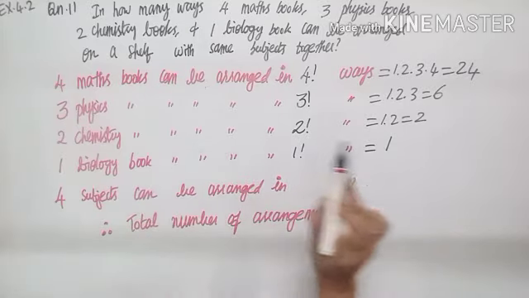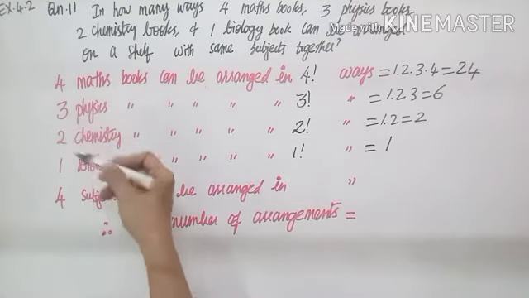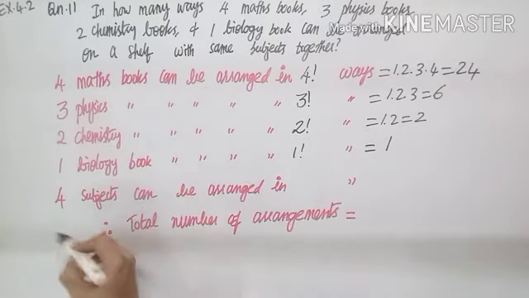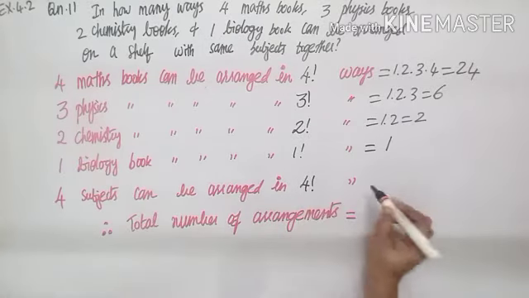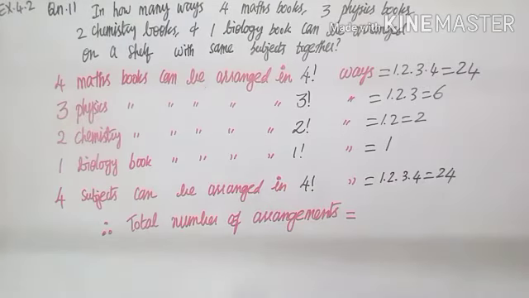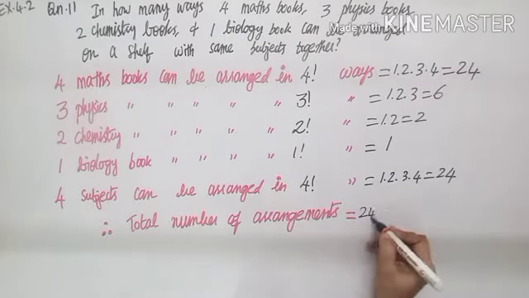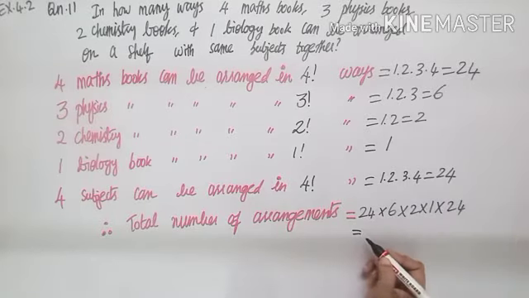The 4 different subjects we can change: maths, physics, chemistry, biology, or physics, chemistry, biology, maths, like that. Among the 4 subjects, I can shift in 4 factorial ways. 1 into 2 into 3 into 4, that is 24. Total number of arrangements, multiply it all: 24 into 6 into 2 into 1 into 24, and your answer is 6912. So this many arrangements are possible.